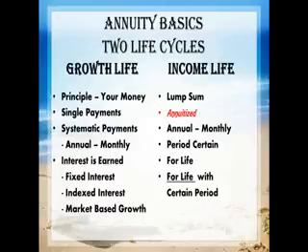They can be for life with a period certain. So what we're saying here is that the person that's entitled to the money gets it for their entire lifetime. If they do it for 20 years, let's say, and they die in year 10, there's still 10 years that are going to be paid out to a beneficiary. So life with a period certain.